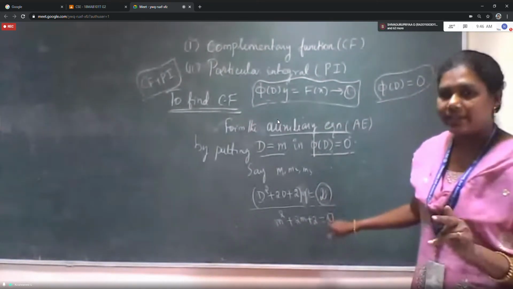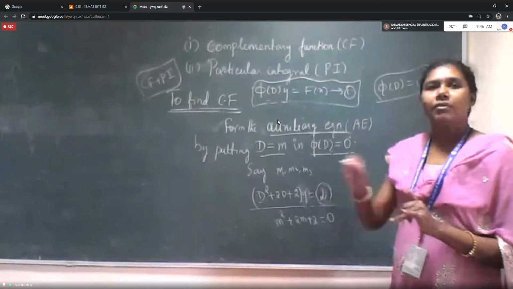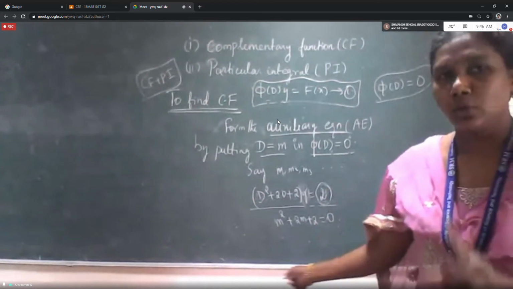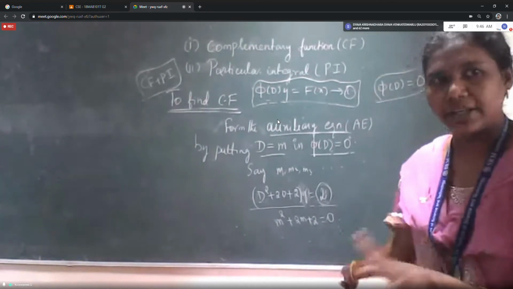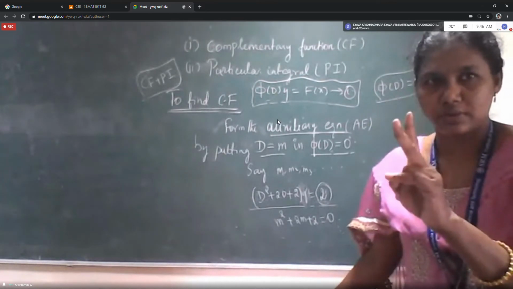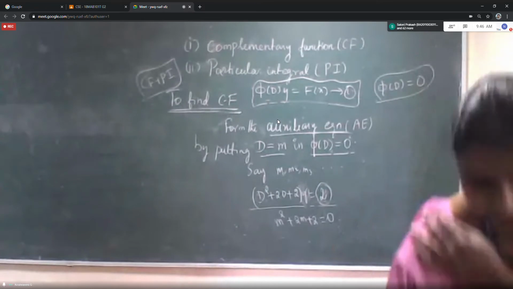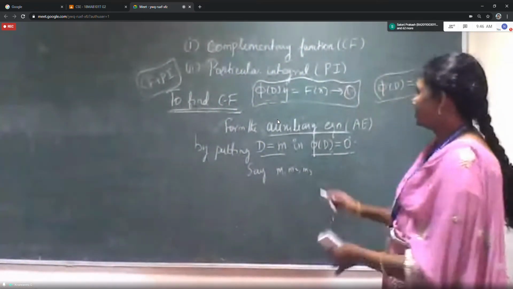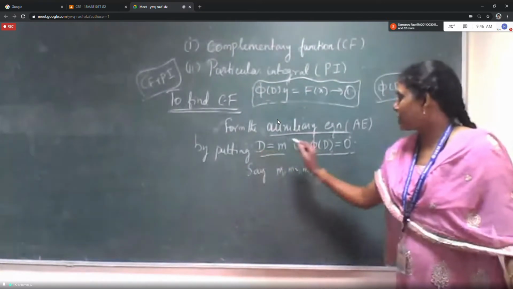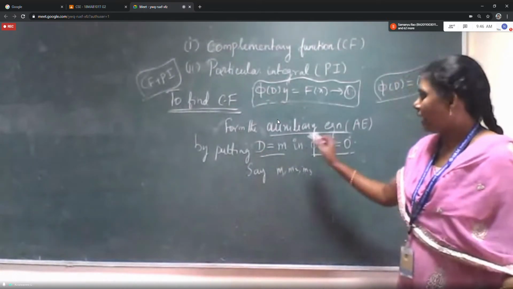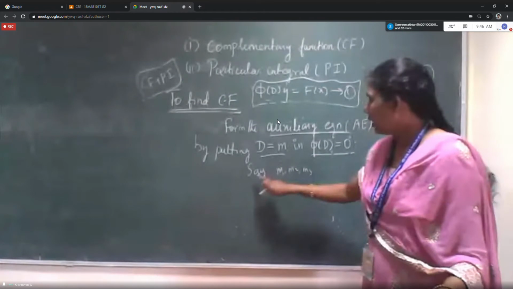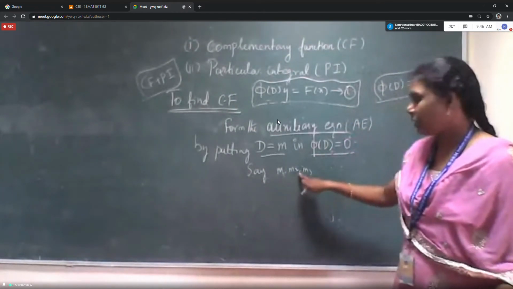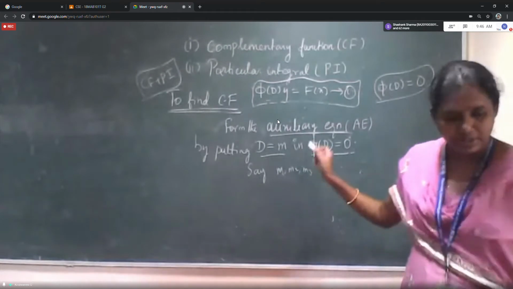Then, solving this equation, we will get two roots, m1 and m2. In general, after putting D equal to m and solving this equation, we'll get n roots, that is m1, m2, m3, etc. Okay, this is the general format.